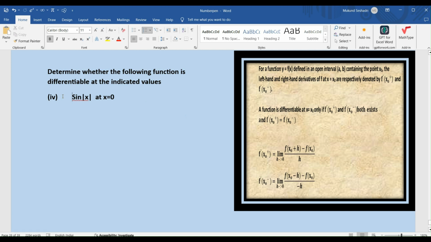So we have the problem on our screen. Determine whether the following function is differentiable at the indicated value. The function given to us is sine of mod x, and we've been asked to examine the differentiability at x equals 0. So again, this is a mod function. We know how to express these mod functions, and let's write that out.